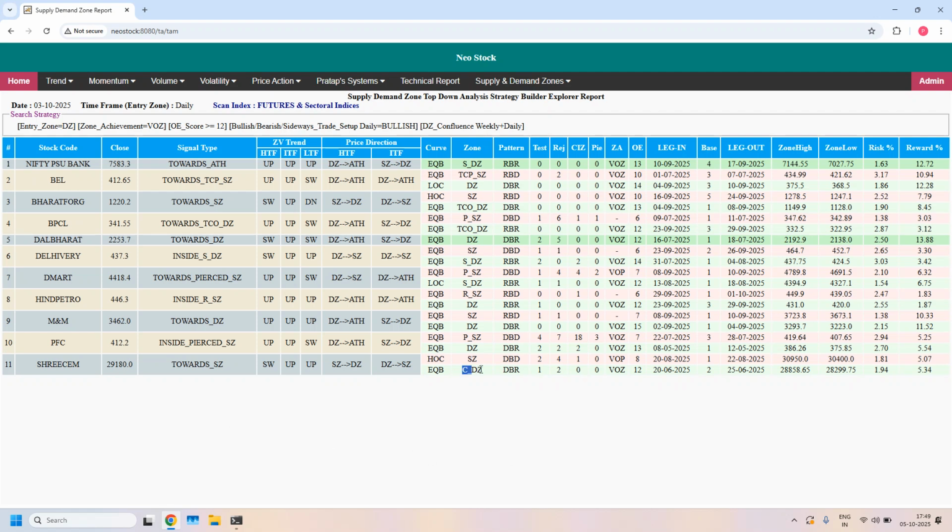In all the 11 stocks, all these daily demand zones are overlapped with weekly demand zones. See here, daily demand zone and weekly demand zone overlapped. But one more filter we should add. Because daily demand zone is overlapped inside the weekly demand zone, now we should look for weekly demand zone having weekly EMA or not, if weekly trend is uptrend. But see, all stocks weekly trend is uptrend, ITF trend is weekly.